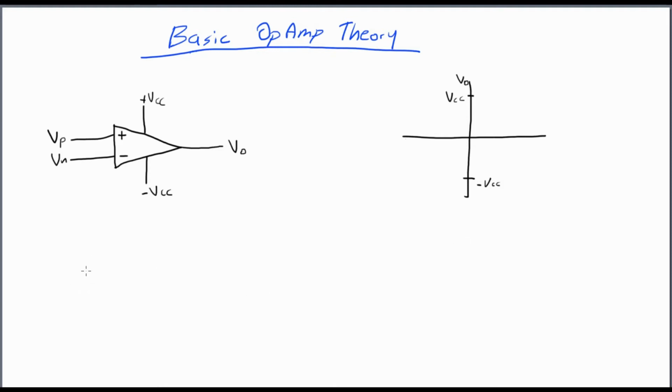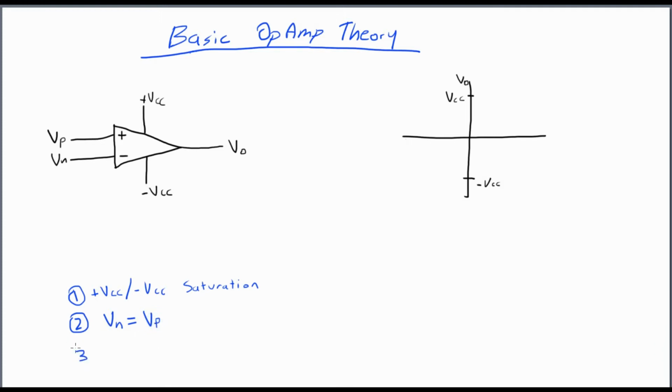So let me go ahead and jot down some notes as we talk. First thing is positive VCC and negative VCC saturation. The second thing I know about an op-amp is that the positive input voltage and the negative input voltage are actually always going to be driven to be equal to each other. So essentially, when you're solving a circuit using an op-amp, you can assume that Vn is equal to Vp.